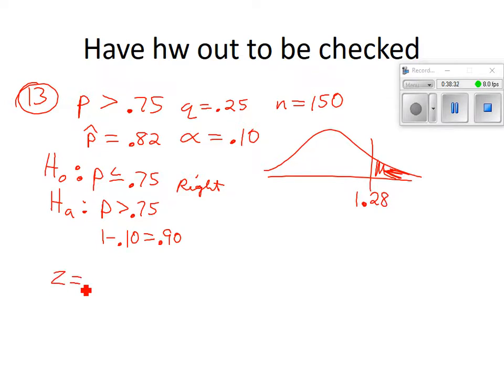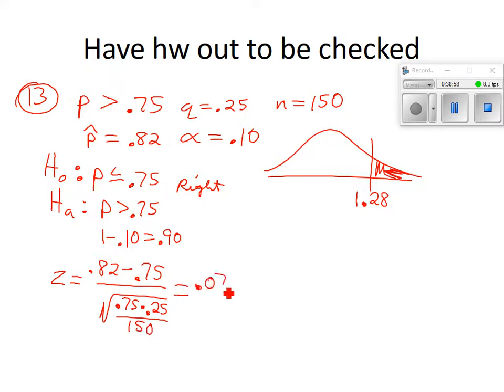We do our Z. Our P hat is 0.82. Our P is 0.75. On top, we end up with 0.07. On bottom, it's 0.75 times 0.25, that's our Q, divided by 150. Somebody figure all that out for me.